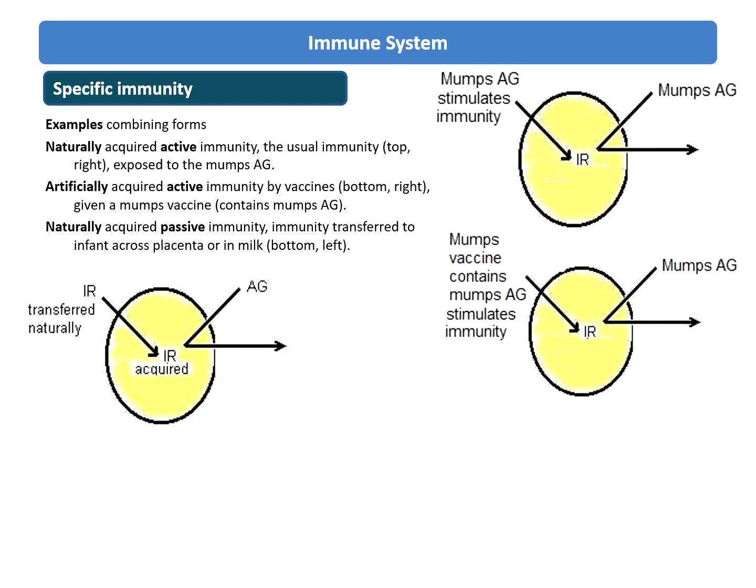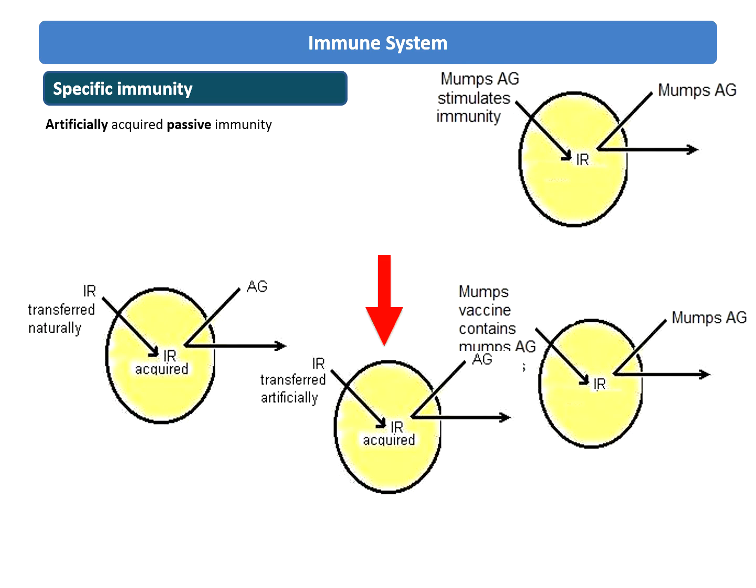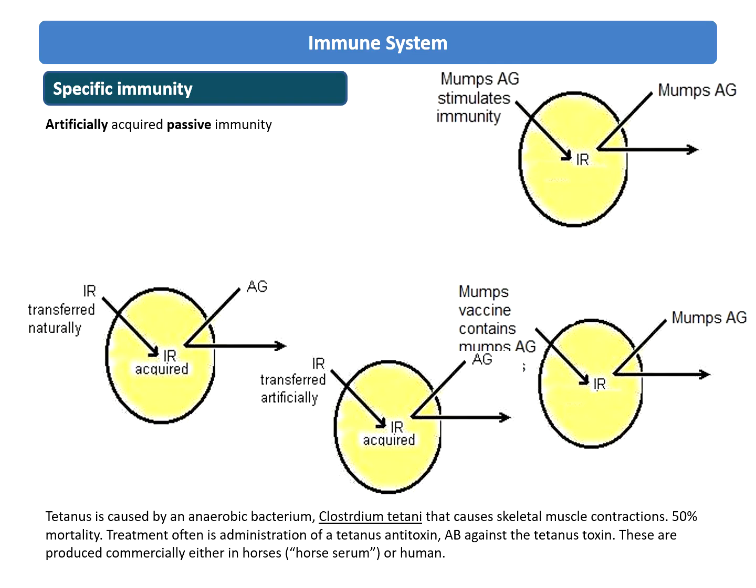Then there's naturally acquired passive immunity. This is immunity transferred, for example, to a baby across the placenta before birth or in the mother's milk. Babies are really pretty healthy because the mother has provided natural immunity through the placenta or by way of the milk. And then there is artificially acquired passive immunity. We'll use tetanus as an example.